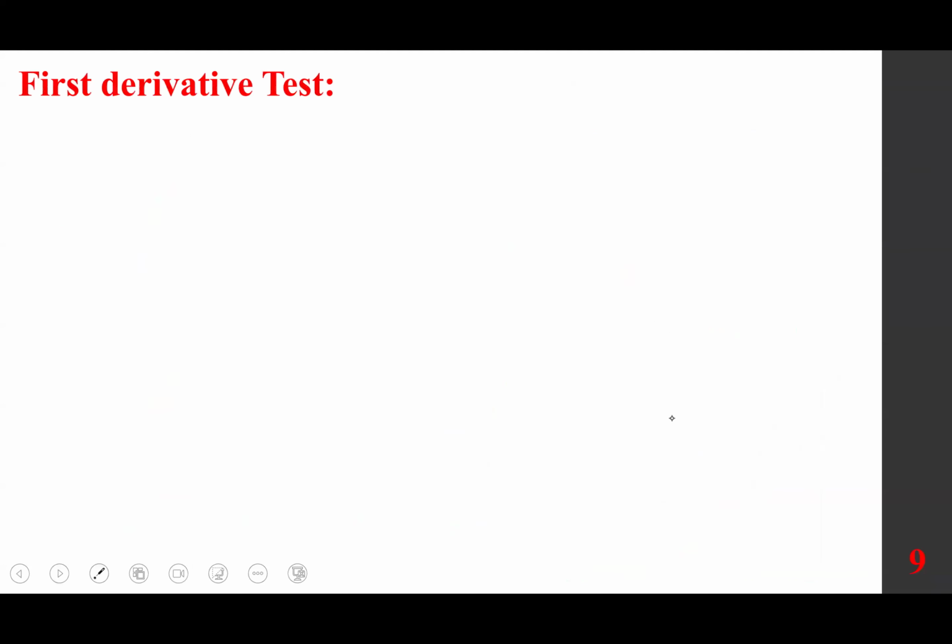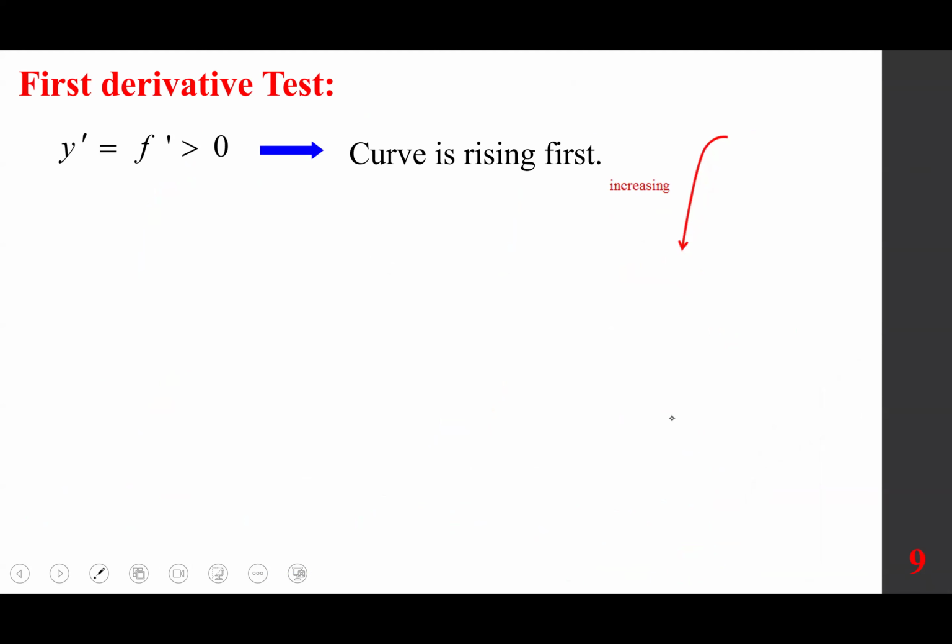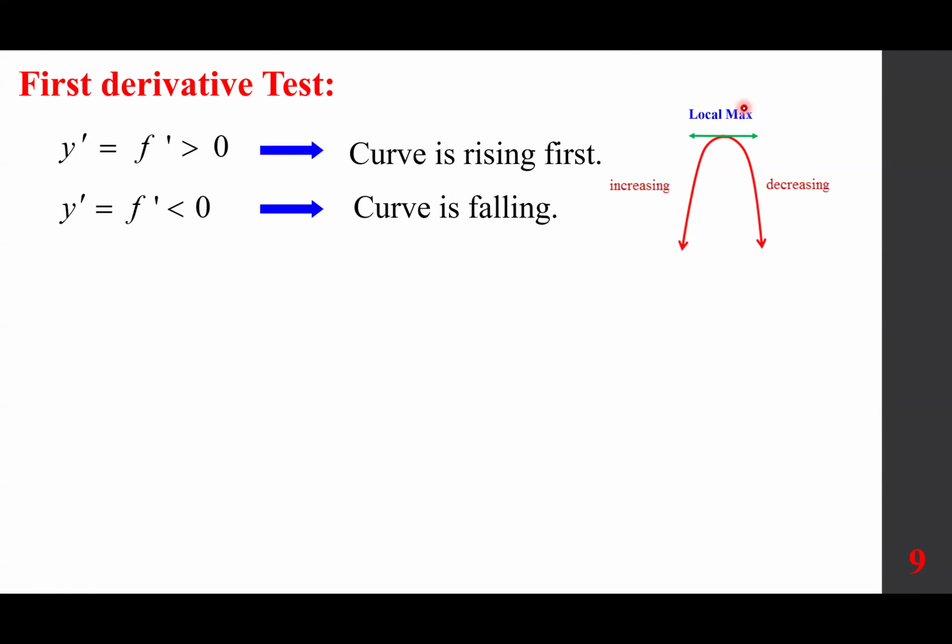So what is the first derivative test? We have a function y, but then we differentiate, we get y prime or f prime, where it's positive. The curve is rising first, my apologies. It's increasing. When it's negative, it's falling, and therefore it creates a local extremum, which is a local max. It creates a peak, local max.